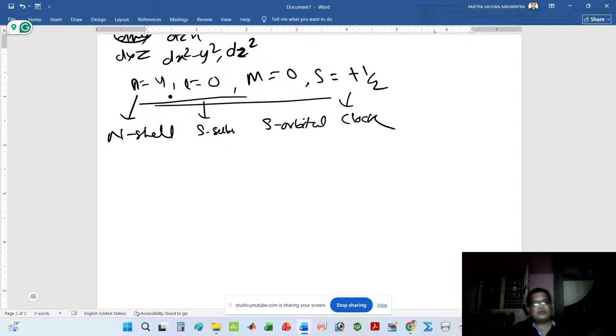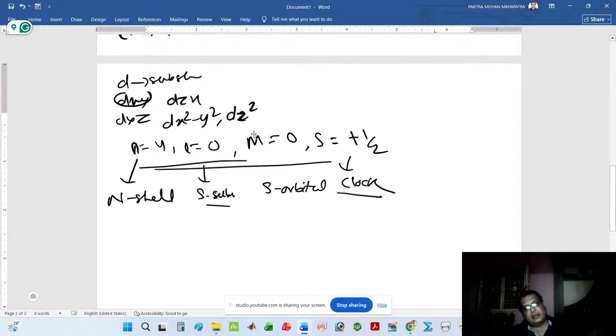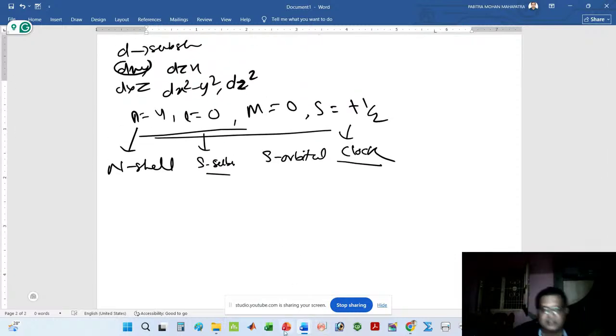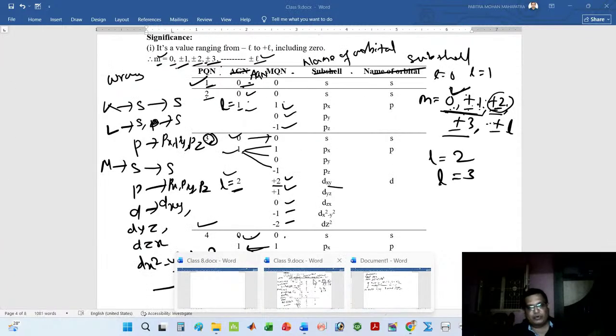That means the electron is present in the N cell, and among the four subcells, it is present in the S subcell, and among the one orbital of the S subcell, it is present in the S orbital. Since here S is equal to plus half is given, you can think about clockwise spinning. You can think about any electron and make a set of address. Let me explain some problems.